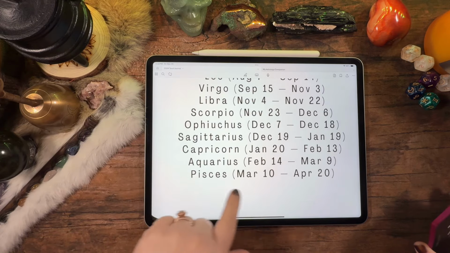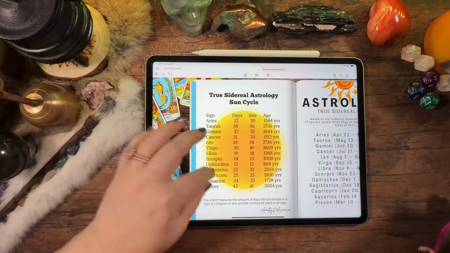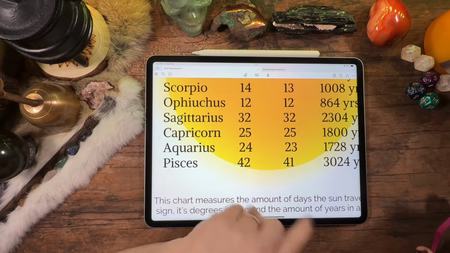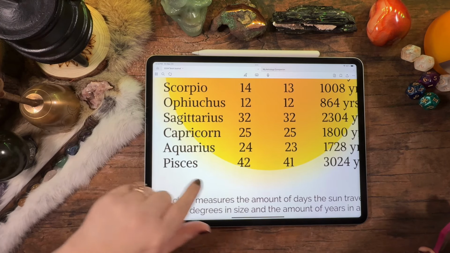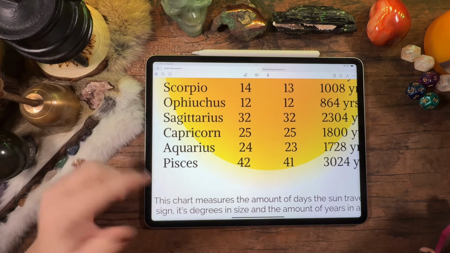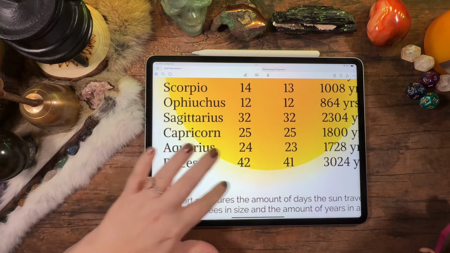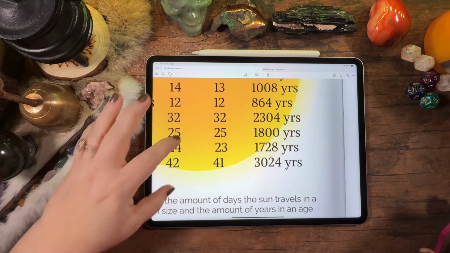So Pisces is March 10th to April 20th. Pisces is roughly 41 degrees in size, so it's a large constellation. So the sun travels through the constellation of Pisces about 42 days a year. And an age is roughly 3,024 years.